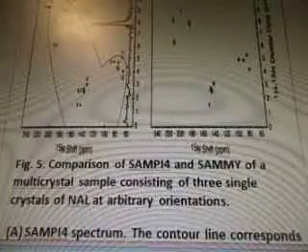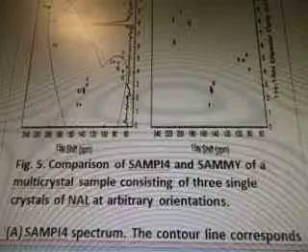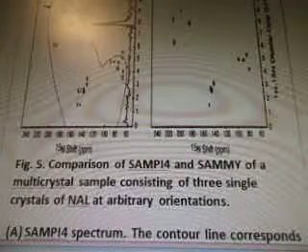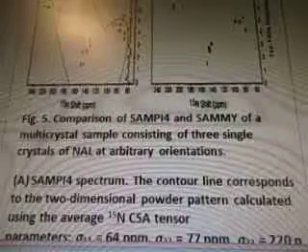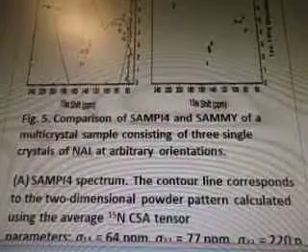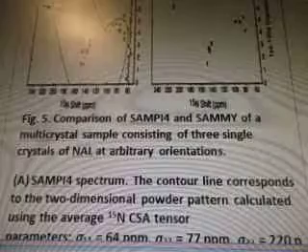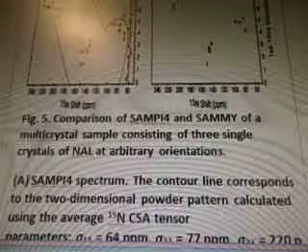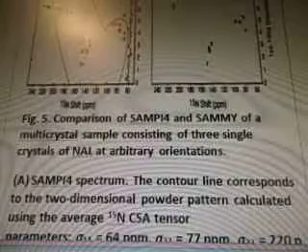So here's figure 5. We're going to compare SAMP14 and SAMMY. Oh, it's two different things. Okay, that you probably knew that, right? Of a multi-crystal sample. This is good. We always talk about crystals in lattice and mesh in this communication design. Consisting of 3 single crystals of NaL at arbitrary orientations.